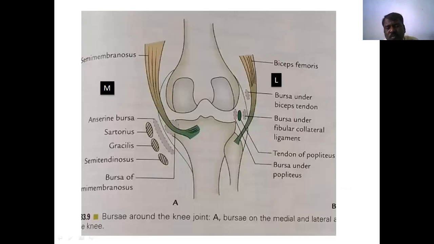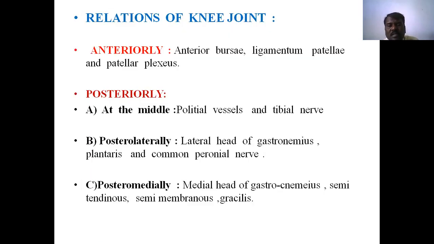So the bursa topic is very important. Next, the relations. What are the anterior relations? Anterior bursas are there, the ligamentum patellae and the patellar plexus. This patellar plexus is formed by the continuation of the femoral nerve. Next, posteriorly around the knee joint, in the middle we can identify the popliteal vessels and tibial nerve. So these are the popliteal fossa contents.